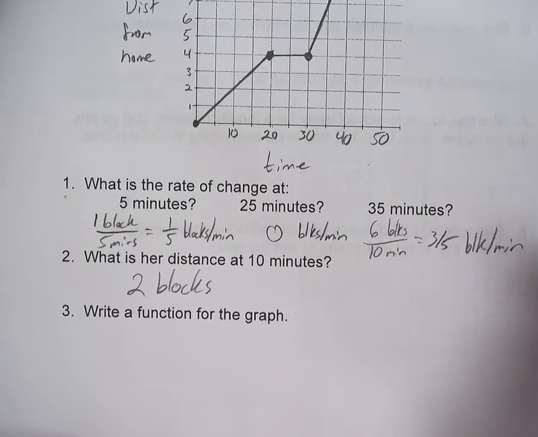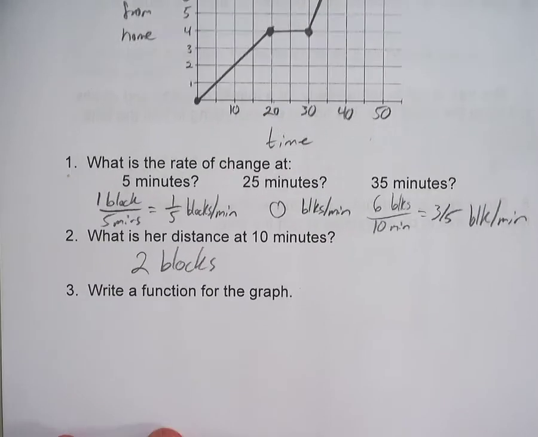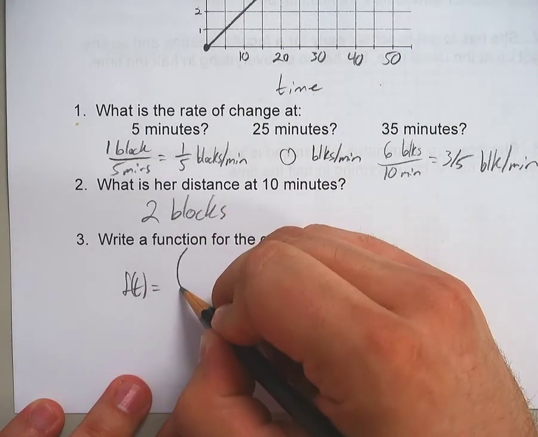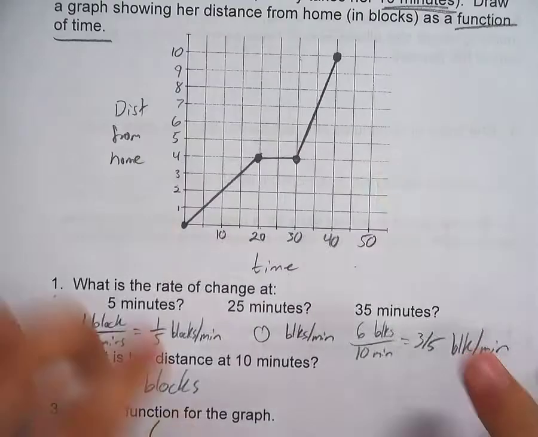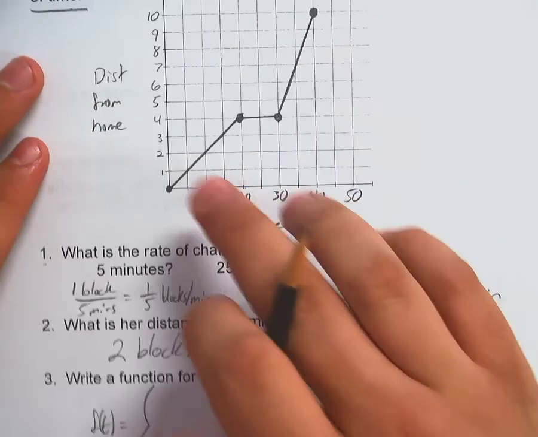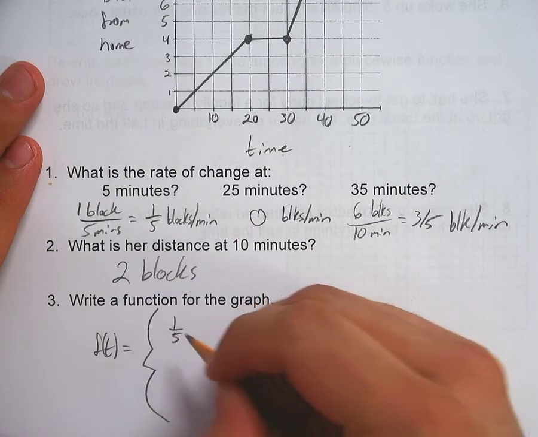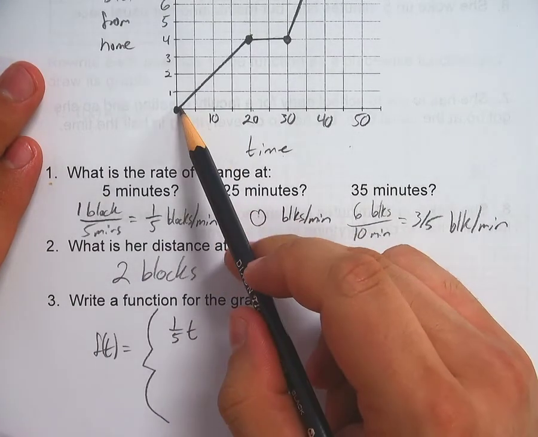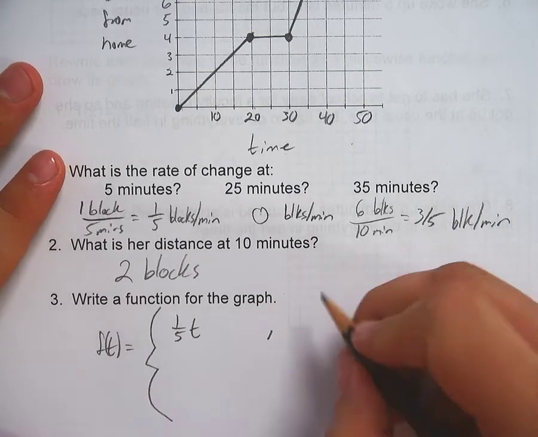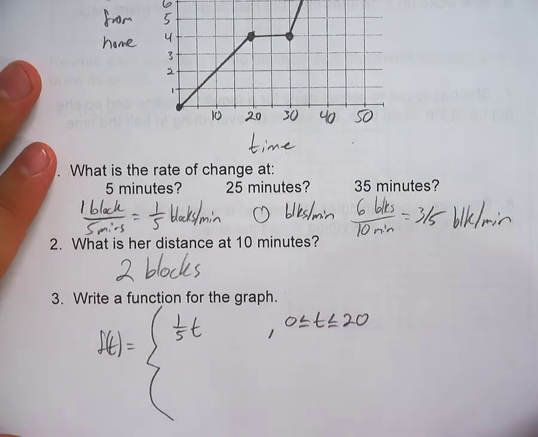And then write a function for the graph. Okay, now this one is going to be interesting. It's 3 separate pieces. So first, f of t, it's a function of time. And I'm going to have 3 pieces of graph here. This one, this one, this one. So my slope for the first one is 1/5. 1/5 t, and I have a y-intercept of 0, so that's it. And that's going to be t goes from 0 to 20.